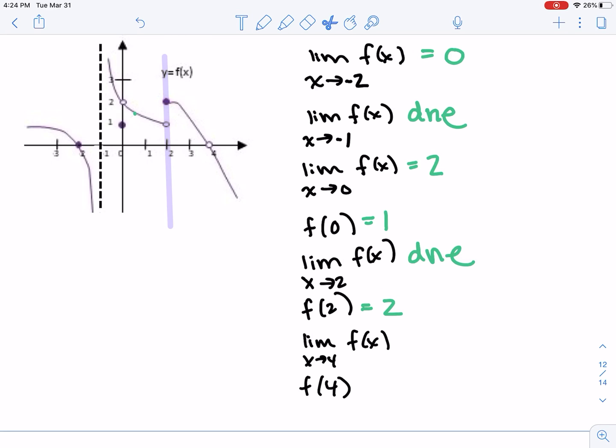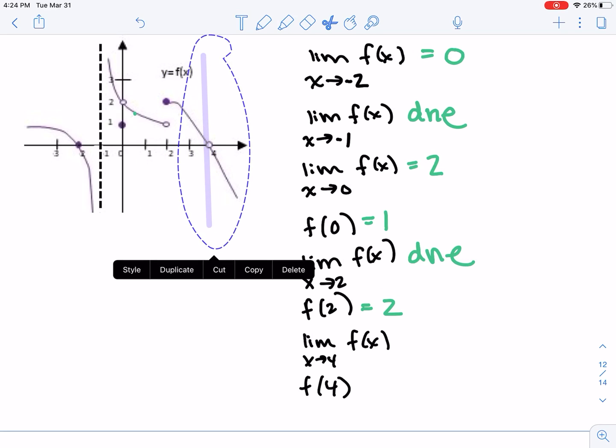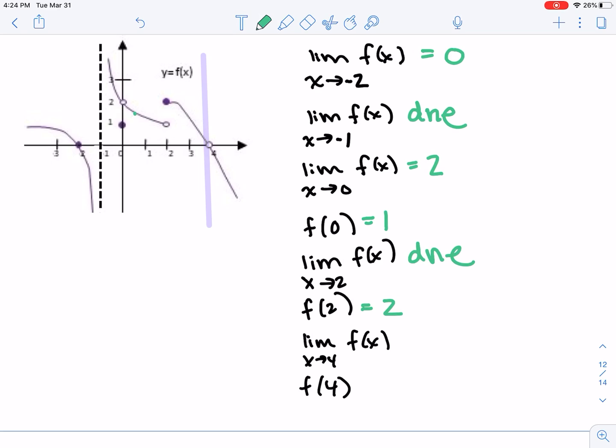All right, let's move that guide to 4. Does the limit exist here? It sure does, because we're approaching the same y value from the left and the right. We're approaching y equals 0. However, the function value does not exist. See, there's no closed circle for x equals 4, so function value does not exist. Remember, function value is what is y at that x value. Limit is what is y approaching around that x value. Okay?